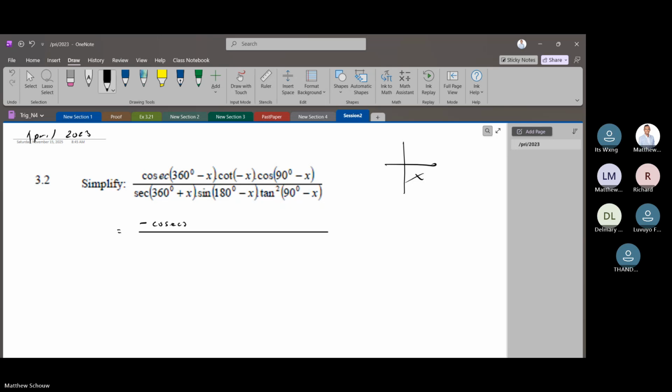Perfect. We have a cot negative x, right? And as I said to you, negative angles are measured that way, down. So it's placed in the fourth quadrant. And cot is linked to tan. Is it positive or negative? It's negative. That's correct. So that's a negative cot x.